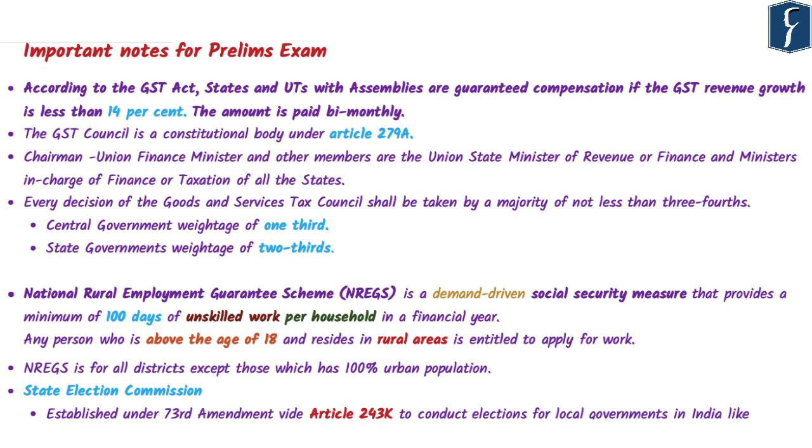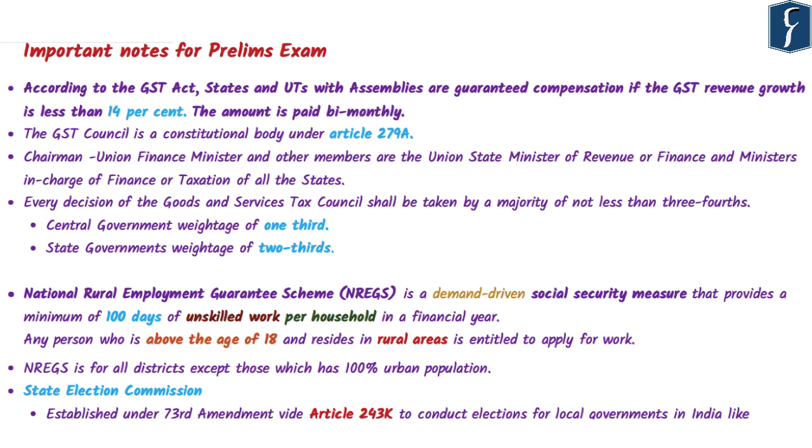According to the GST Act, the center will compensate states and union territories with assemblies if the GST revenue growth is less than what percentage? The answer is 14%, and this has been promised for 5 years. GST Council is a constitutional body under Article 279A. Who is the chairman of GST Council? Finance Minister is the chairman, and the other members are the Minister in charge of Finances and Taxes of the state and Minister of State for Revenue.